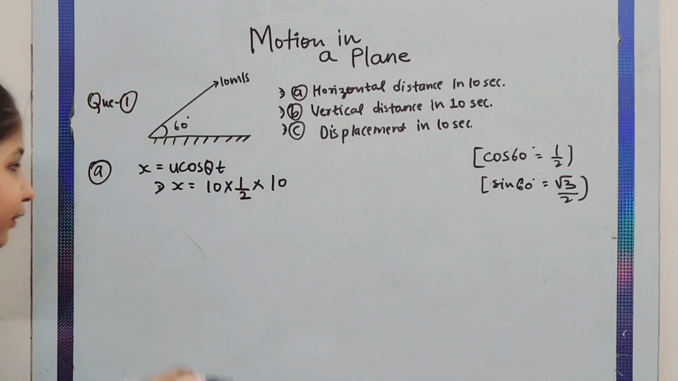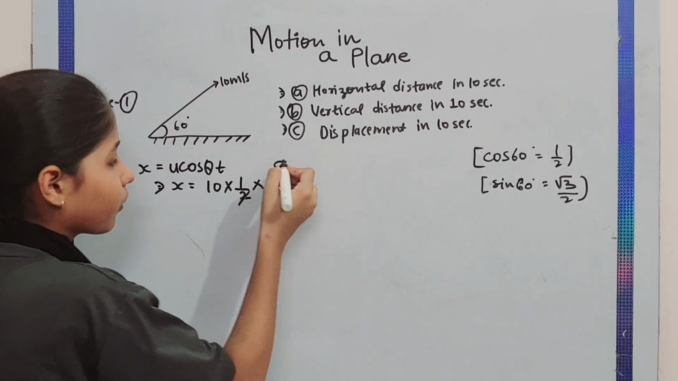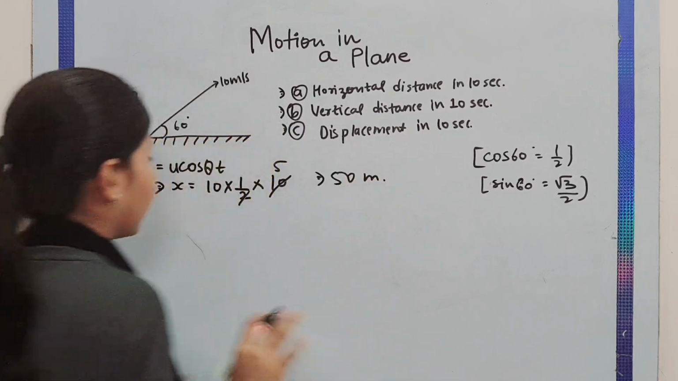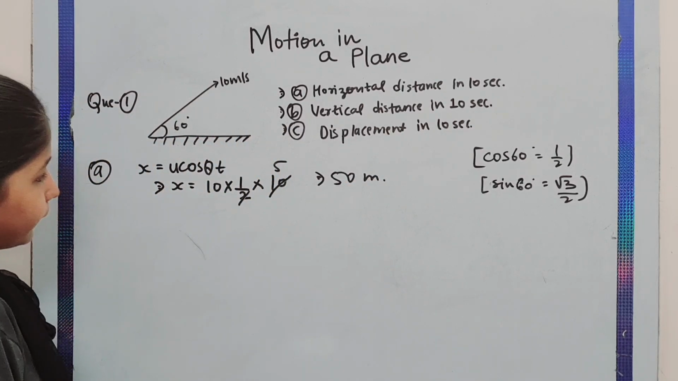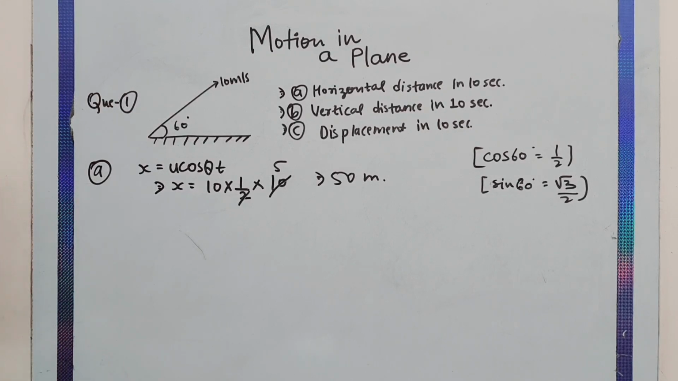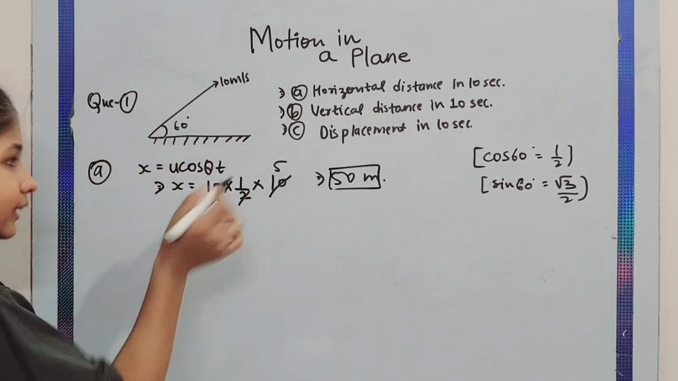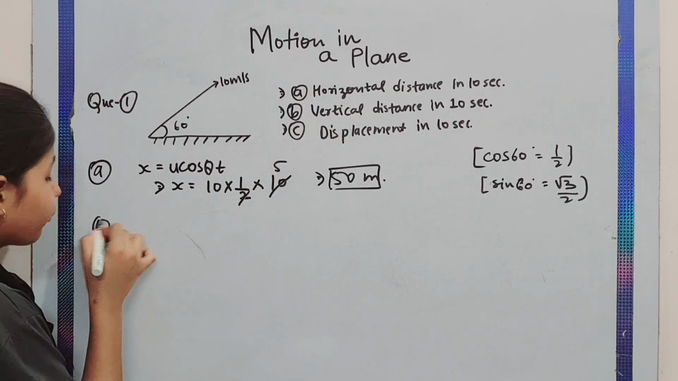Actually I got confused with some words. Just 5 times 10, here 50 meter will be our answer. Is there any problem? No, nothing. So here 50 meter will be our answer. It is our horizontal distance in 10 seconds. Very easy.